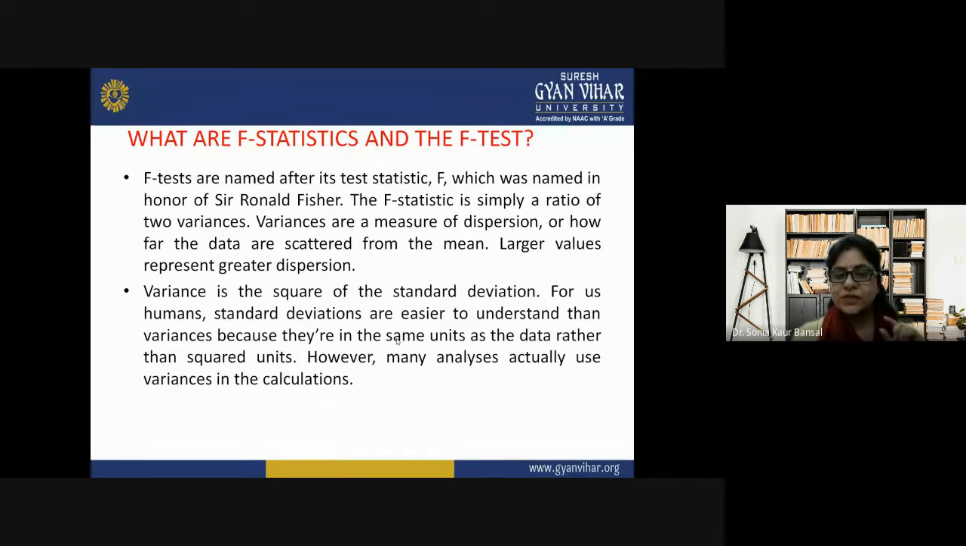Now understand what variance is. Variance is the square of the standard deviation. For us humans, standard deviations are easier to understand than variances because they are in the same unit as the data rather than squared units. So just understand it in that simple way: variance is the square of the standard deviation. However, many analyses actually use variances in the calculations. All right, students, so it has to be understood in that way.